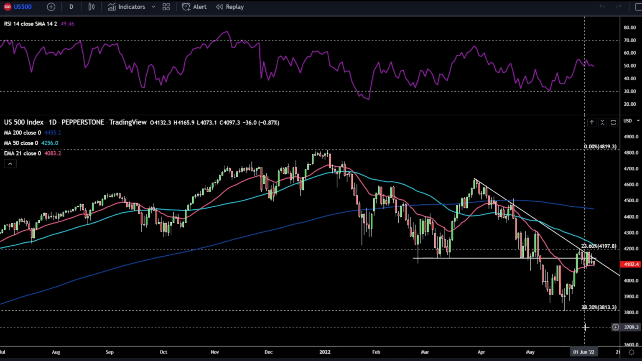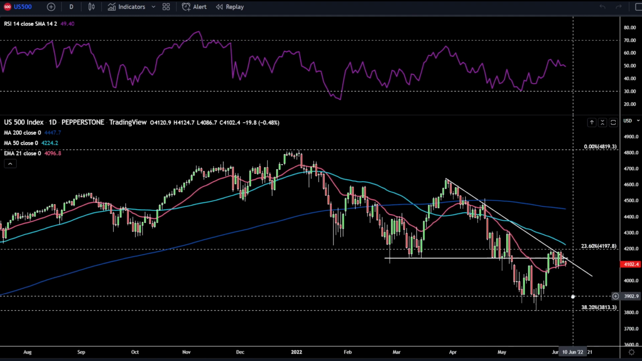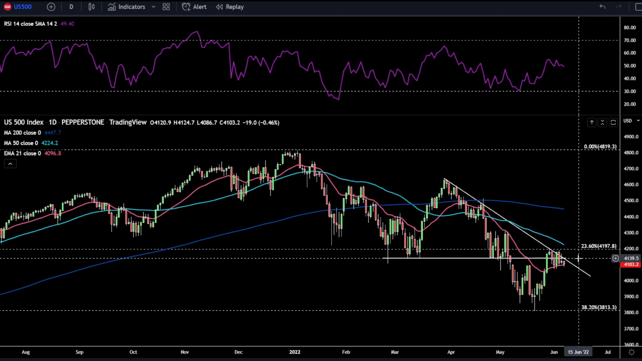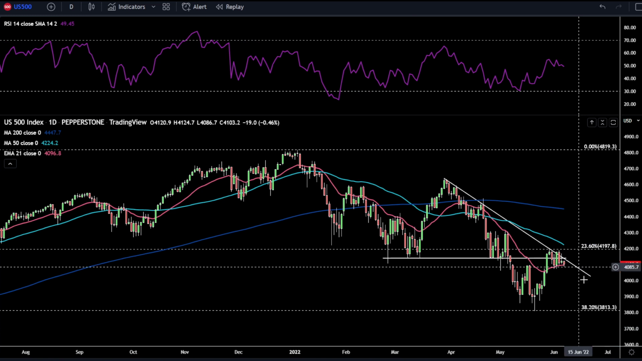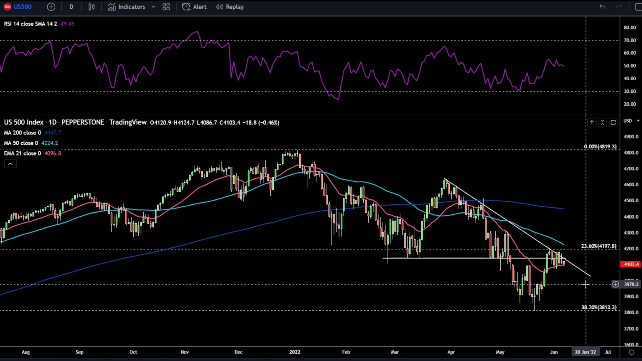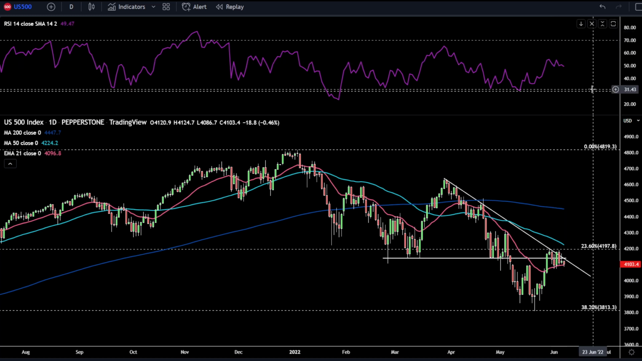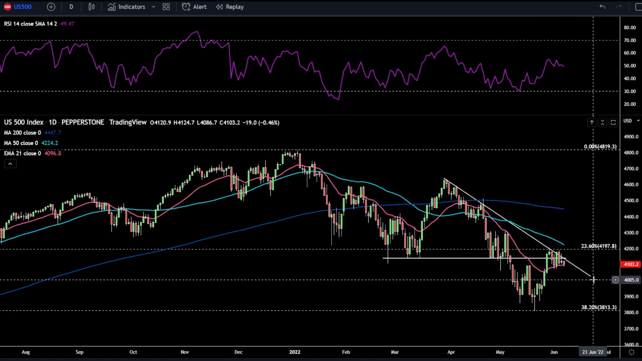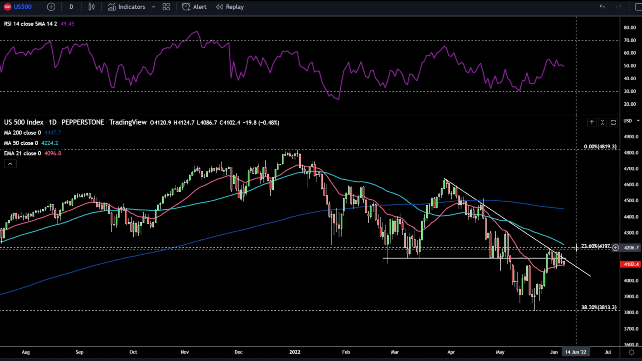Let's look at the US 500. We can see it's come up against that resistance at around 4,150, and price has sort of dribbled back lower now. The RSI is also rolling over. I think the next big target is the 4K level on the downside. On the upside, we've got the 23.6 fib at 4,200 and the 50-day simple moving average just above there.